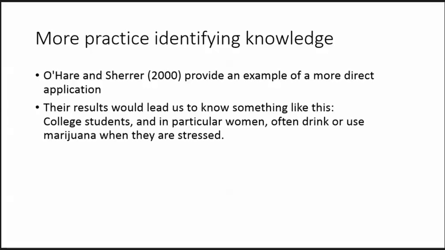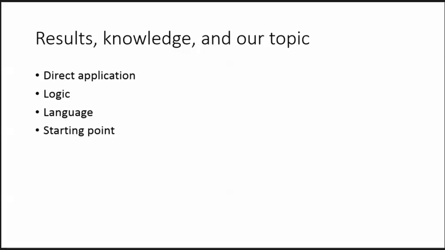When we can apply the results pretty directly, our notes about our knowledge of the topic will be very similar to our notes about the results. That said, your notes on the article summary template should include information similar to what's included in this slide. We want to think about what the results of each study mean for our topic. Sometimes, as in the O'Hare and Scher article, it's pretty straightforward.